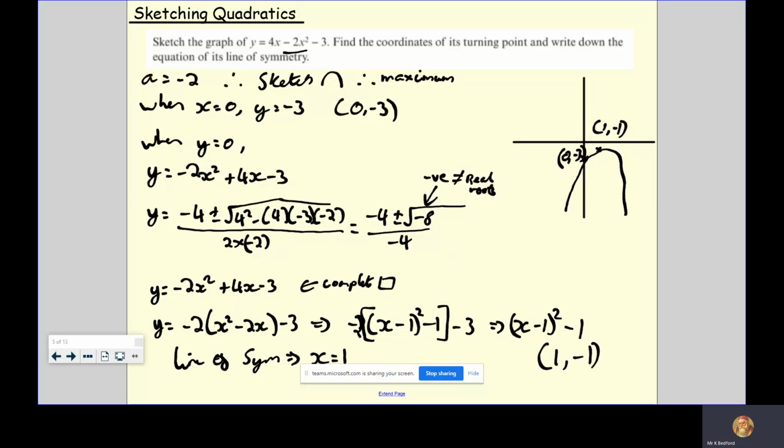Lovely. So that was how to sketch a quadratic, and also looking at completing the square and the line of symmetry. Thank you.